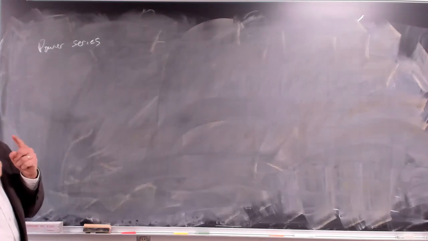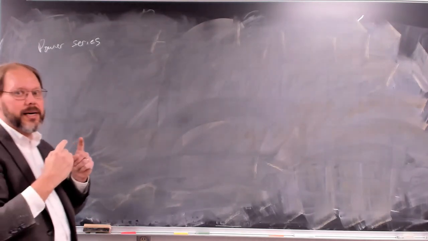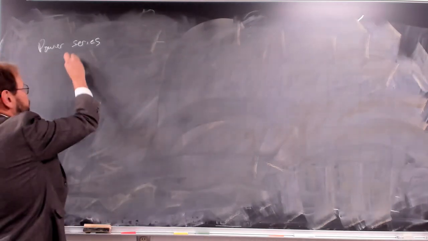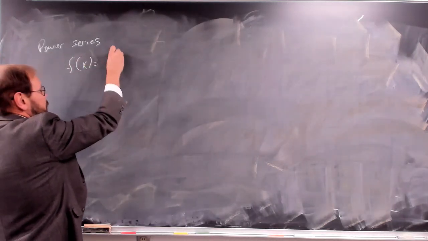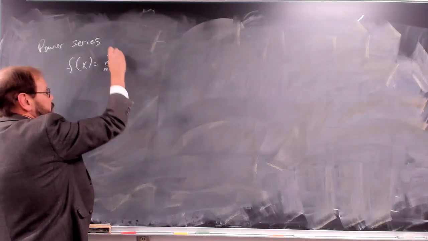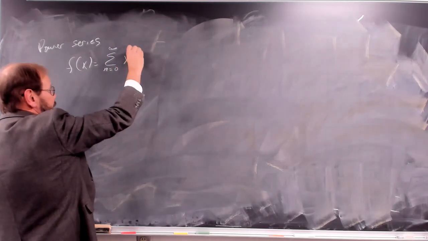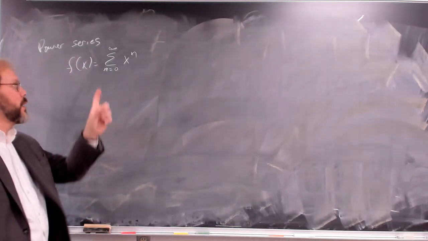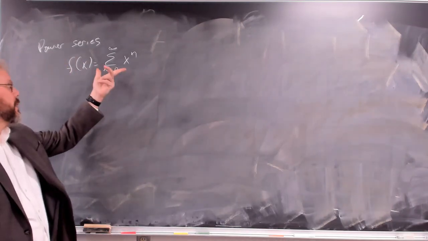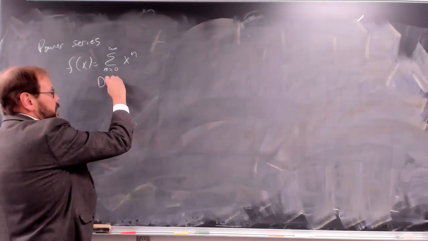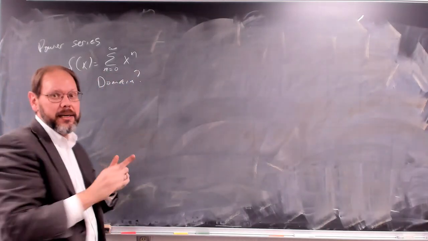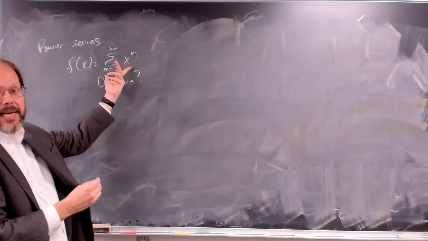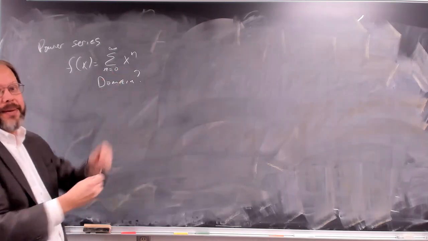And these power series are infinite series of power functions. So I'm going to create a function f of x, which looks like a sum, let's say n equals 0 to infinity, of x to the n, for instance. Okay, and then I want to ask the question, for what values, what is the domain of this function? Meaning, for what values does that sum converge, right? Does this rule make sense? And for what values does this rule not make sense?